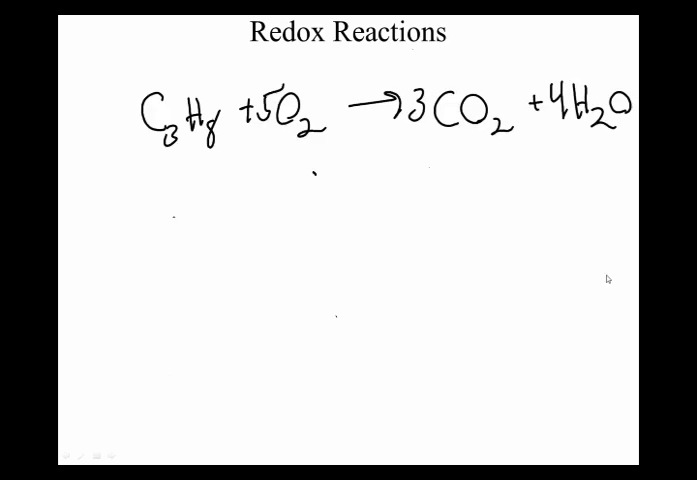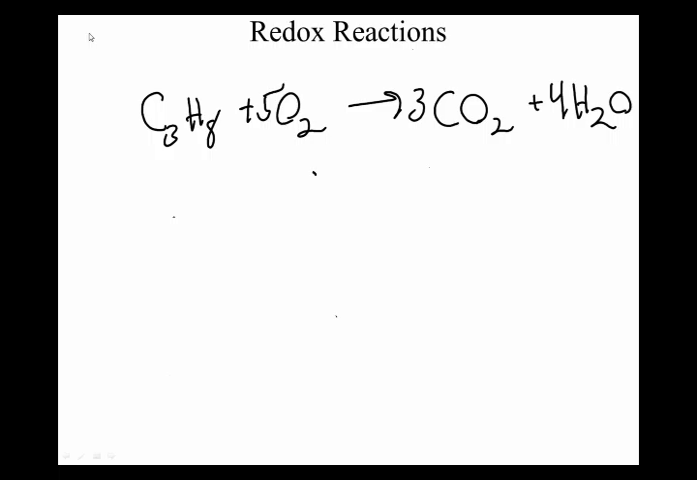Okay, first things first, something to be aware of. The coefficients have no bearing at all in identifying the oxidation number. You can just ignore them. They're there for things like stoichiometry problems. So the 5 and the 3 and the 4 have no bearing at all on the oxidation numbers. We're just going to identify them as normal.